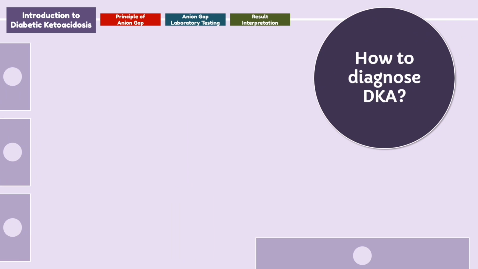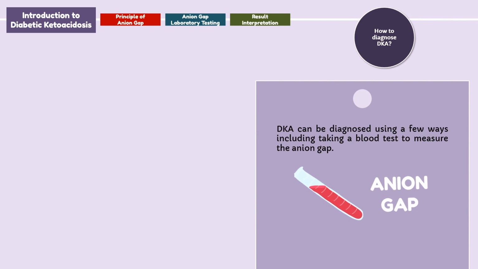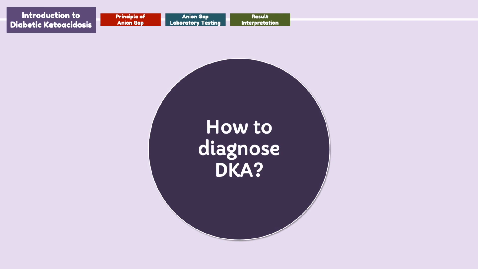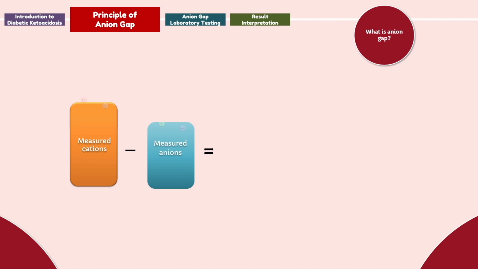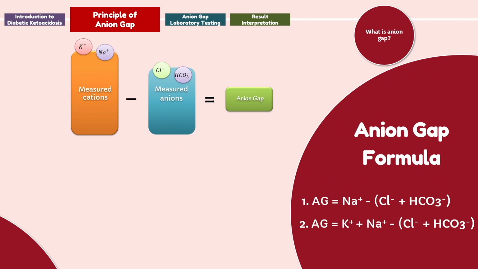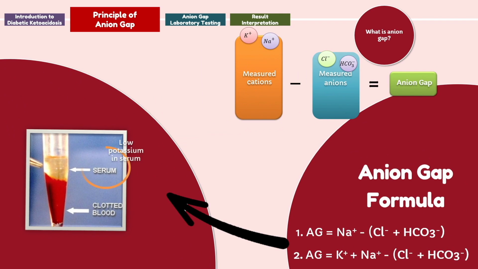How to diagnose DKA? DKA can be diagnosed in a few ways, including taking a blood test to measure the anion gap. What is anion gap? It is the difference between the primary measured cations, sodium and potassium, and the primary measured anions, chloride and bicarbonate, in serum. The value of anion gap is obtained by using the following equations. However, the first equation is commonly used because the amount of potassium is low in serum.